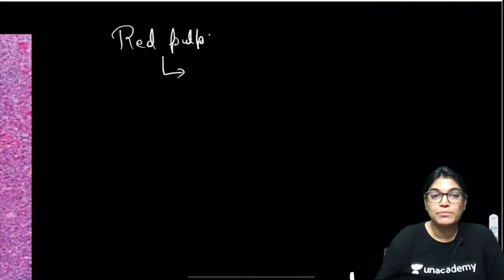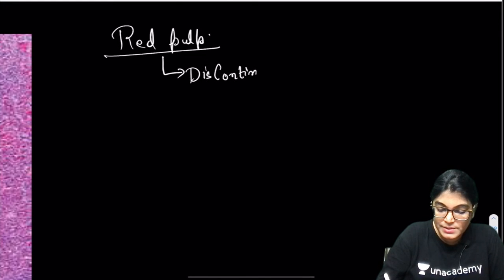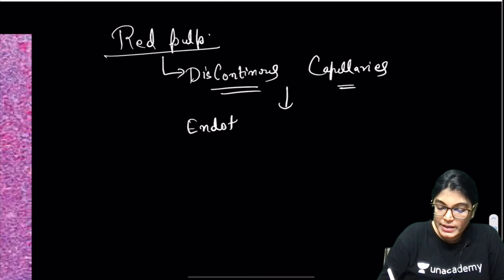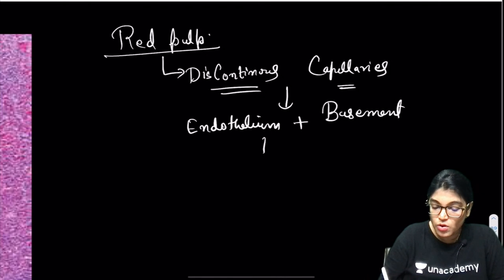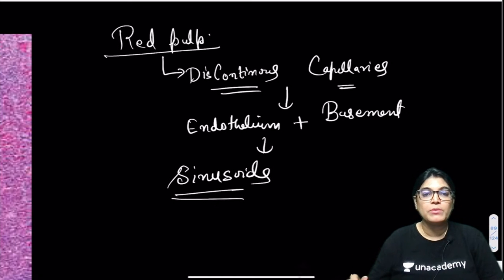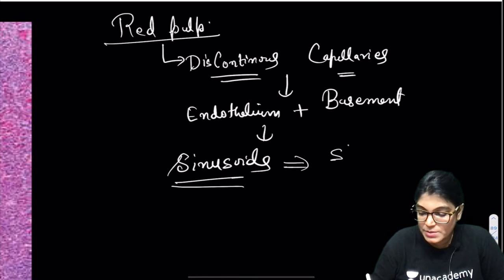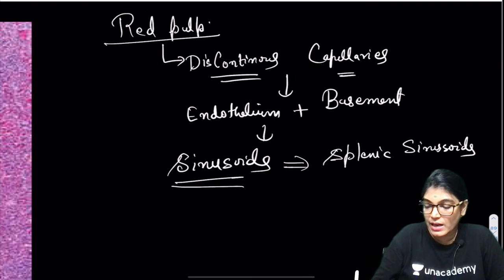So when we are talking about the red pulp of the spleen, it consists of discontinuous capillaries, and the discontinuity of the capillaries is not only in the endothelium, but it is also in the basement membrane. This kind of capillary is called sinusoids, which are highly permeable. That means these sinusoids are highly permeable, and in the case of the spleen they are called splenic venous sinusoids.